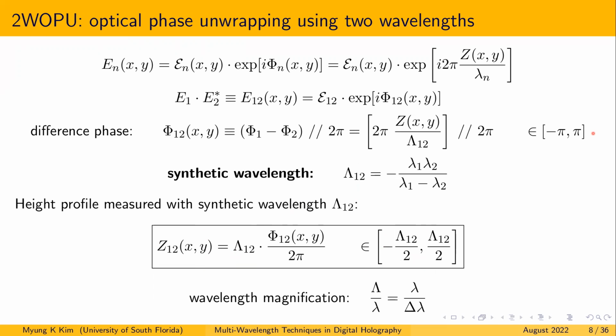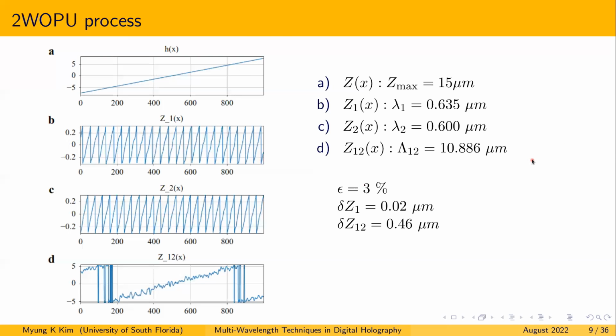In this simple simulation, the object is an incline of maximum height 15 micron. If a single wavelength of 0.635 micron is used, then the phase profile has many discontinuities. If we combine with another wavelength, 0.6 micron, then the synthetic wavelength is 10.9 micron. And the new height profile covers that much higher range.